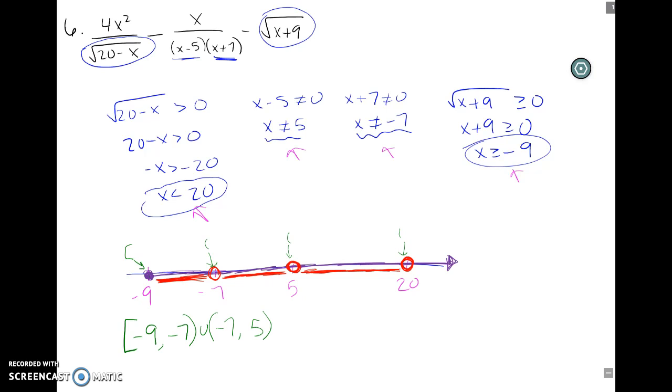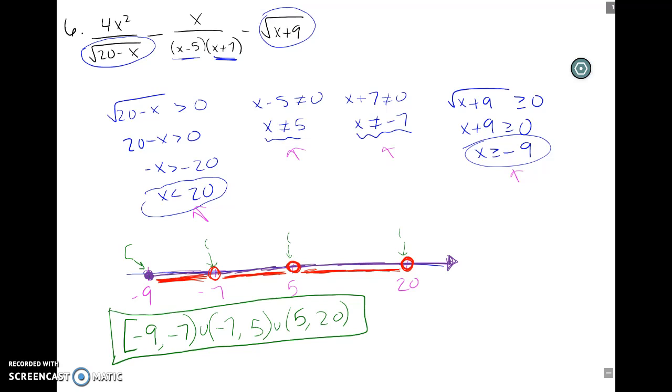Okay, so from 5, we have to start back up. So in union with 5, all the way to 20, not included, and now we're done because we've stopped overlapping. The red part is overlapping, the purple part is not. So now we're finished overlapping. So this would be your answer for the domain in interval notation.